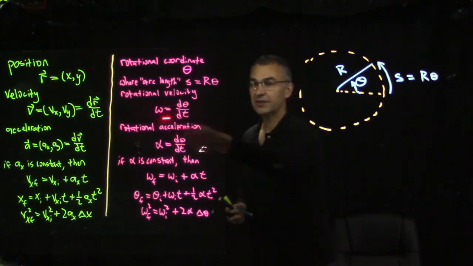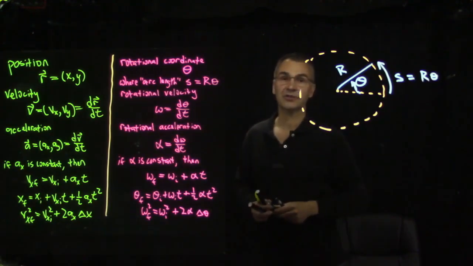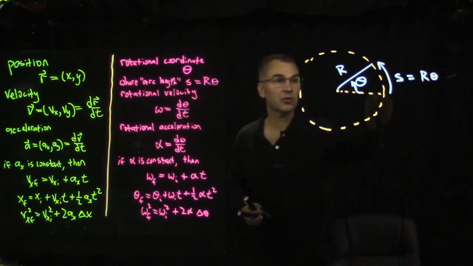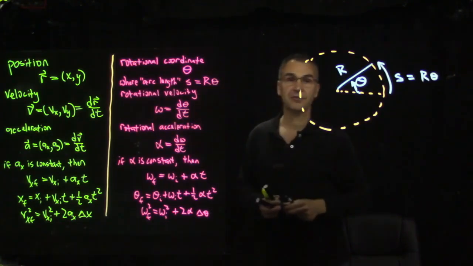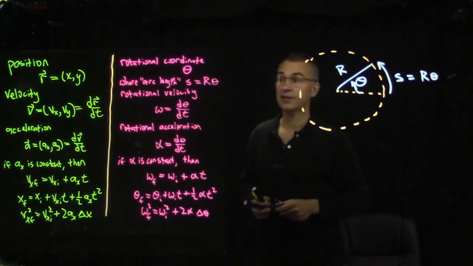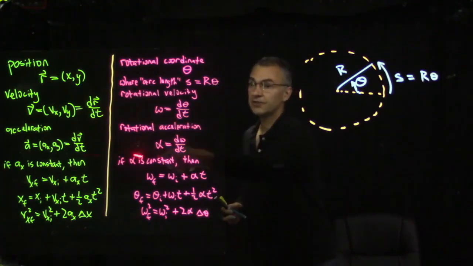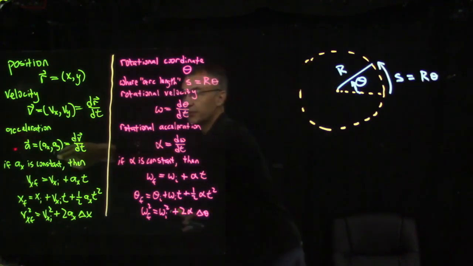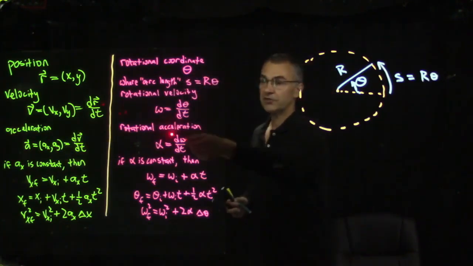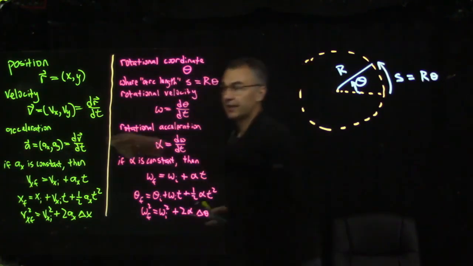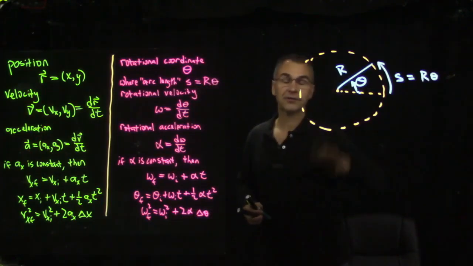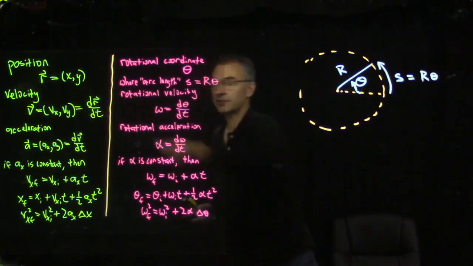So rotational acceleration is the rate of change of rotational velocity. Rotational velocity is the rate of change of this rotational coordinate theta. Omega is the rate of change of theta, just as v is the rate of change of x or r. Rotational acceleration alpha is the rate of change of rotational velocity omega, just as acceleration is the rate of change of velocity. So rotational acceleration is to rotational velocity as acceleration is to velocity, and rotational velocity is to this angle theta, the rotational coordinate, as velocity is to position.